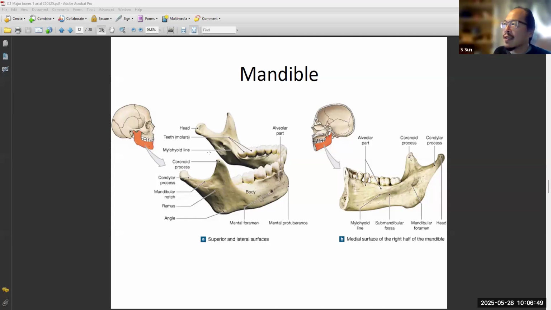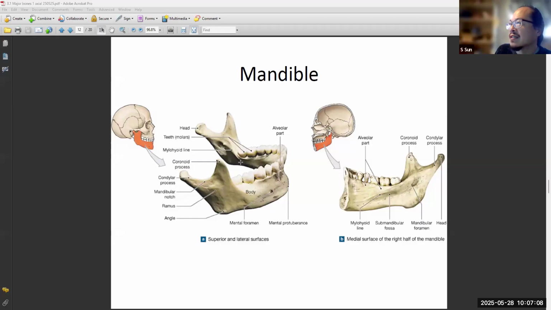So that's that. If we look at the inner portion like that here, you can see this is a line, mylohyoid line. I think it's right here, mylohyoid line right here. And then here is another foramen. And so this foramen is called mandibular foramen.